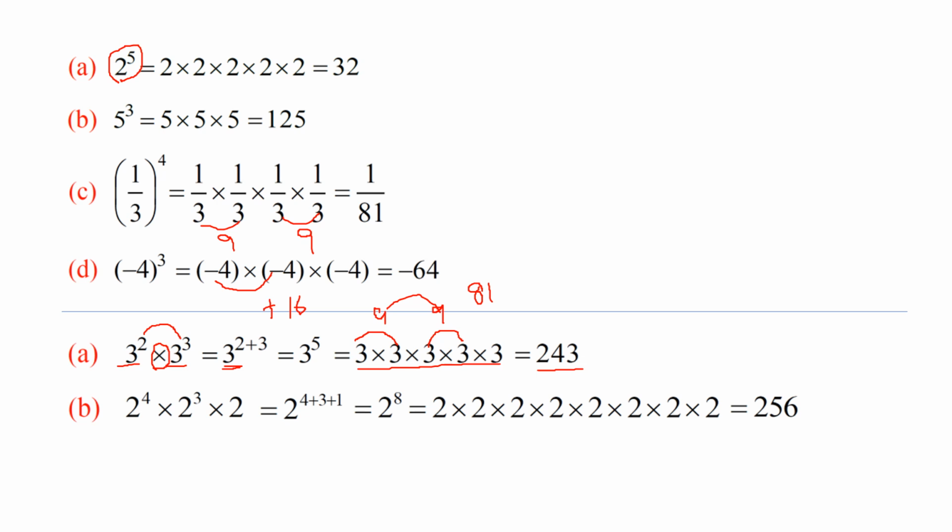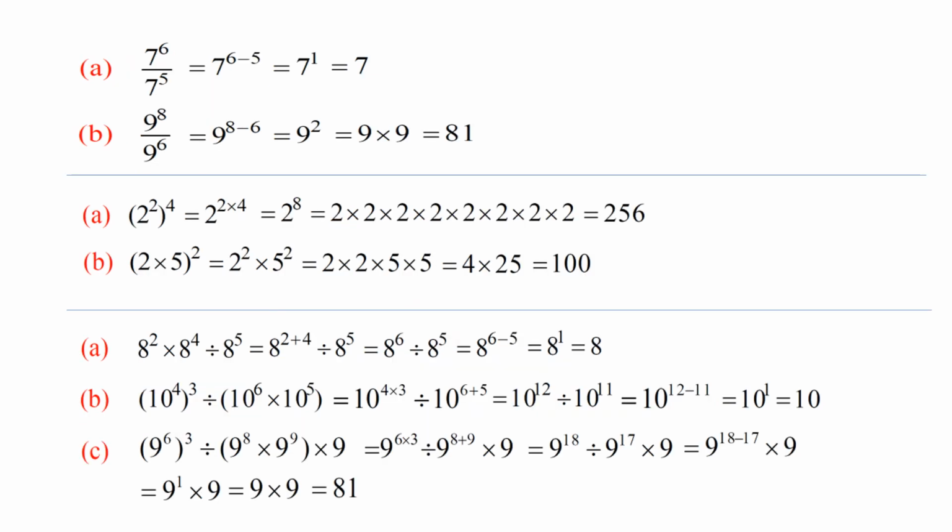And in a similar way, we apply the same rule for the second question. Say 2 power 4 times 2 power 3 times 2, where no power written means power 1. All bases are the same, so you take one base and the powers will be added. 4 plus 3 plus 1 will be 8. And the expansion is 256.